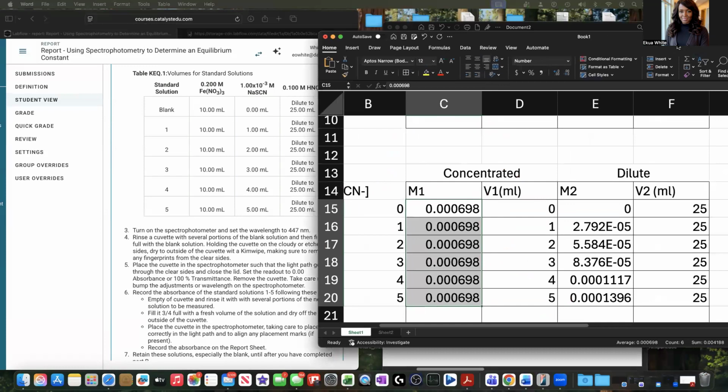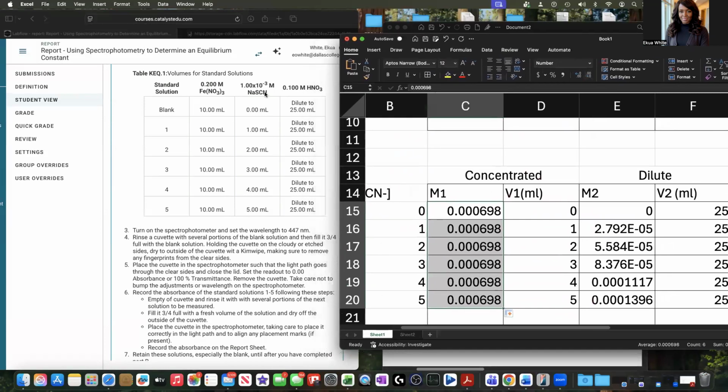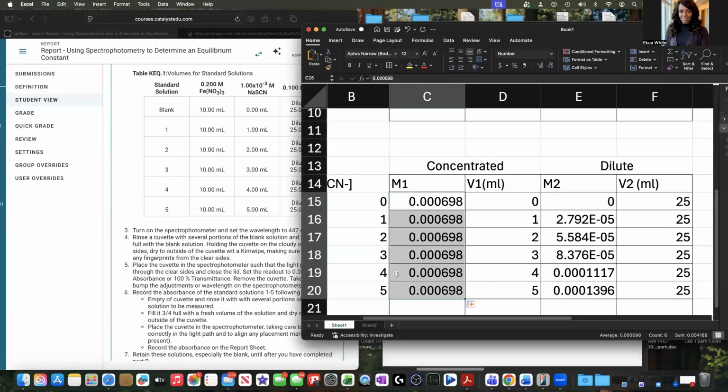Okay. For sodium thiocyanate, the first run is a blank. We have 0 sodium thiocyanate. The second run is 1 mL, then 2 mL, then 3 mL, 4 mL, 5 mL. So these are the new concentrations right here. Once I have that, I'm going to copy this over to the next page.